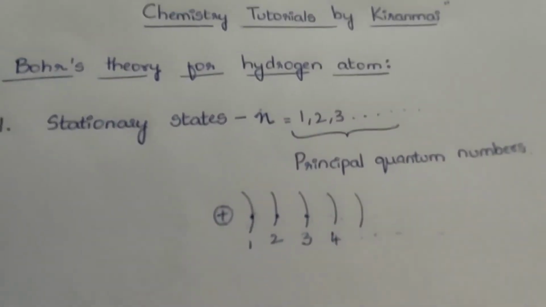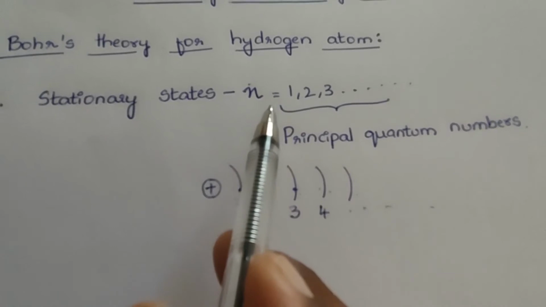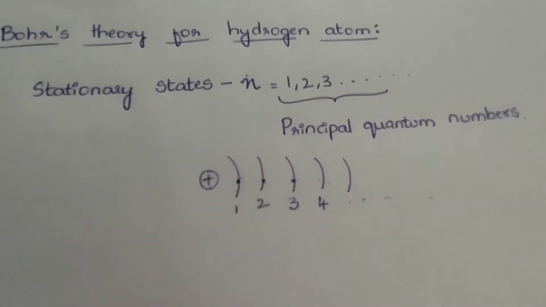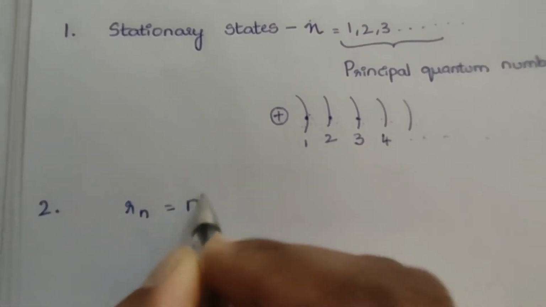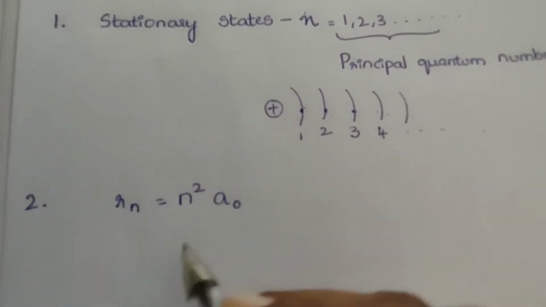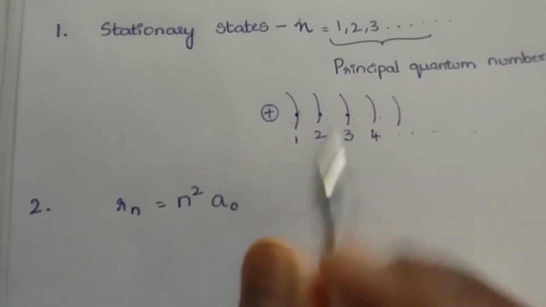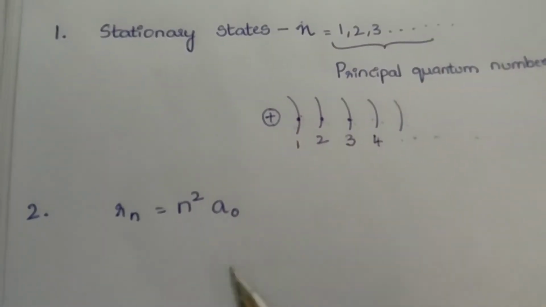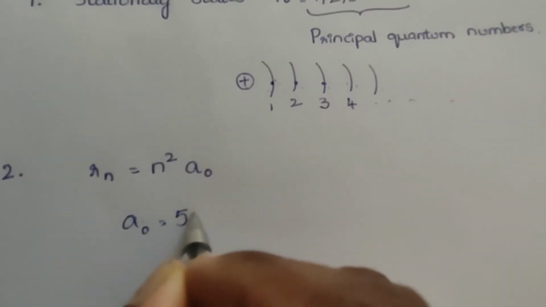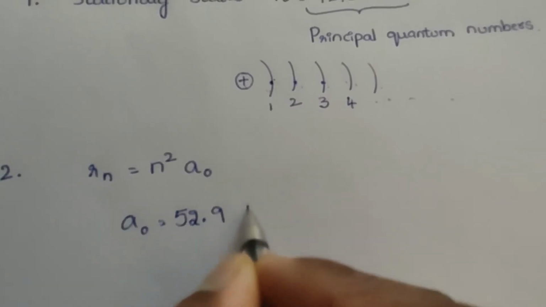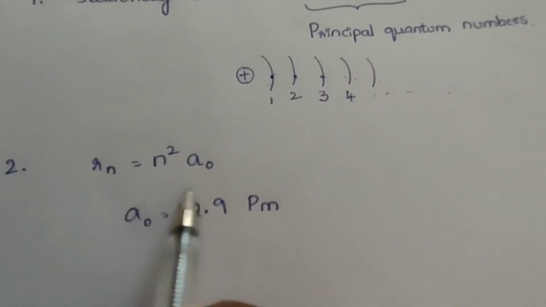And according to Bohr, the radius of these stationary states can be calculated by using the formula Rn is equal to n square A naught. Here n is the principal quantum number which has the value of 1, 2, 3 and so on, and A naught is equal to 52.9 picometers.